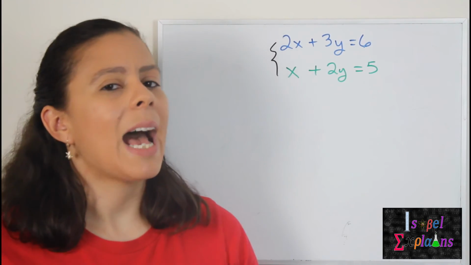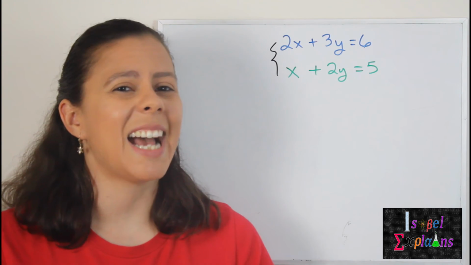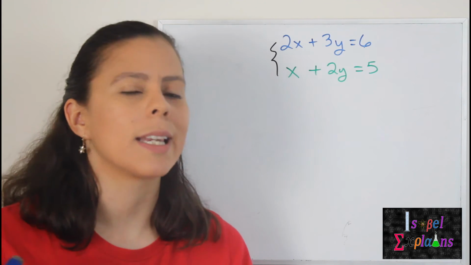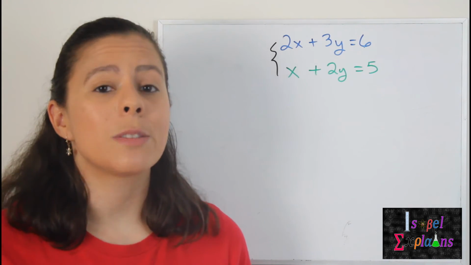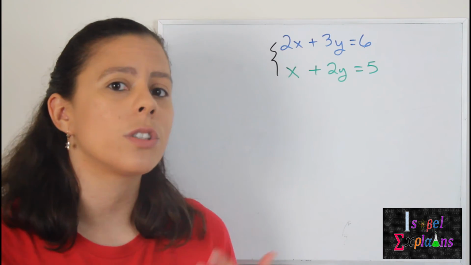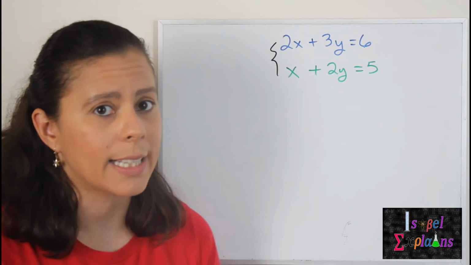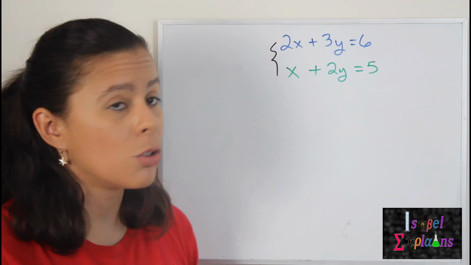Last example. Now, unfortunately, sometimes when we're asked to solve by elimination, the equations are not always laid out that prettily, I'm not sure if that's a word, for us. So what we have to do is multiply one or both of the equations by a number that will make the equations easy for us to add or subtract. Because what we really want is for one of the two variables to disappear.